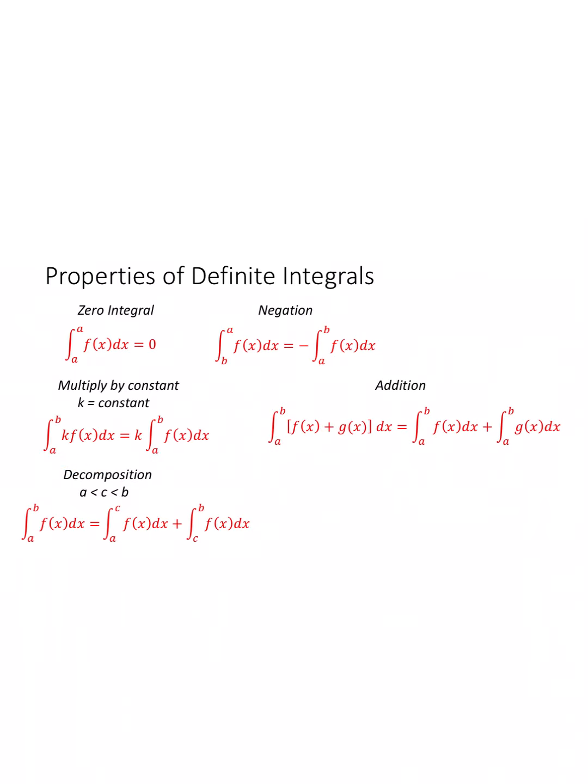Now, let's look at addition. Let's say we've got the integral from a to b of f of x plus g of x dx. So we're asking for the integral of a sum. Well, that is simply equal to the sum of the integrals. So the integral from a to b of f of x plus g of x dx is equal to the integral from a to b of f of x dx plus the integral from a to b of g of x dx.